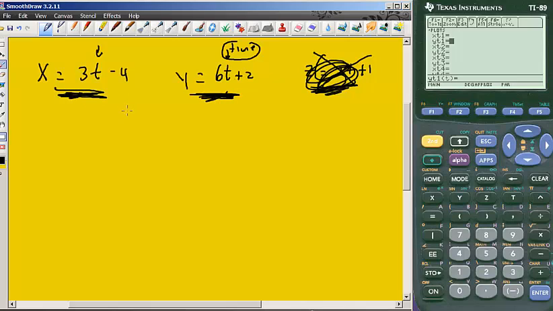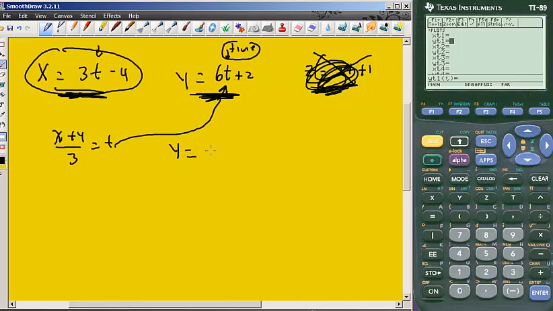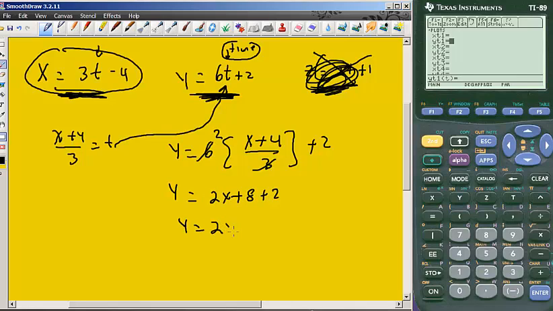Now, one thing they'll ask you is to get rid of the parameter and express it in x and y. That's easy. You just go to the x and solve for t. So t is x plus 4 over 3. And then you take that and substitute into the y. So y is equal to 6 times (x plus 4) over 3, plus 2. We can reduce that to 2, so 2x plus 8 plus 2, which is y is equal to 2x plus 10. And that's an equation of a line.